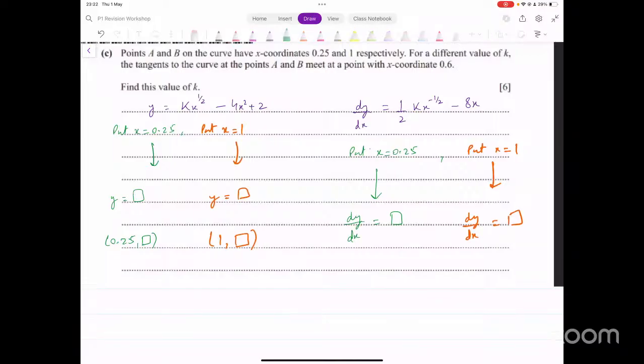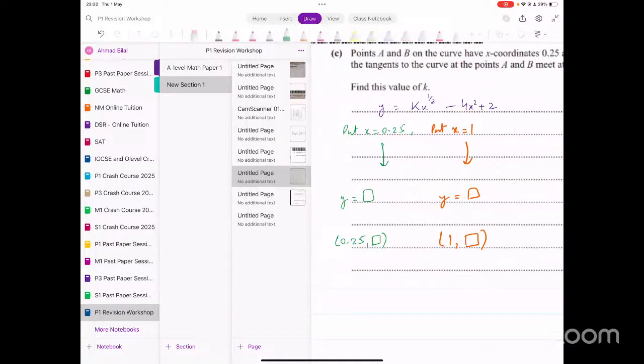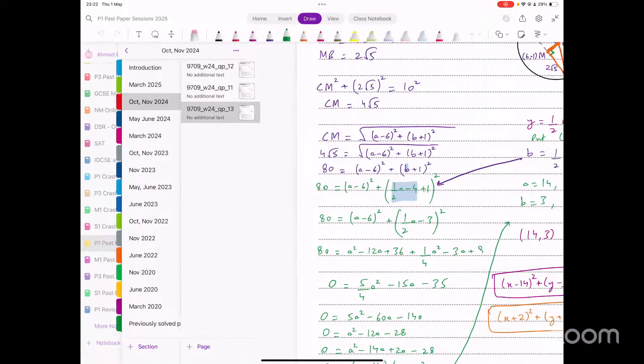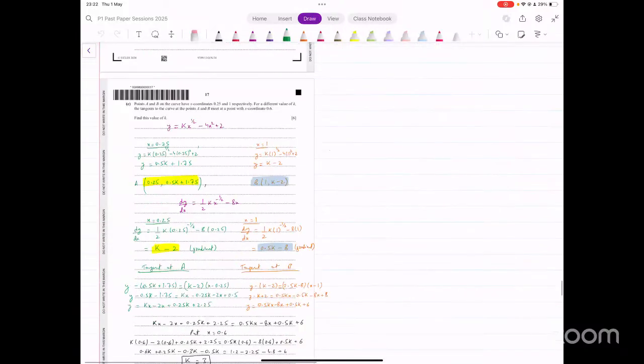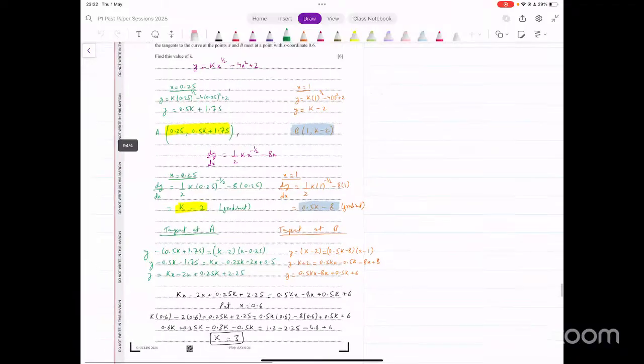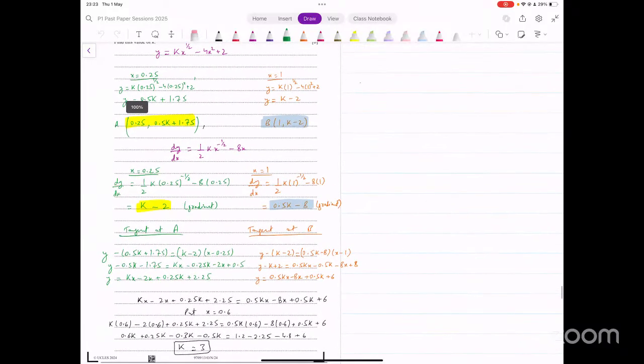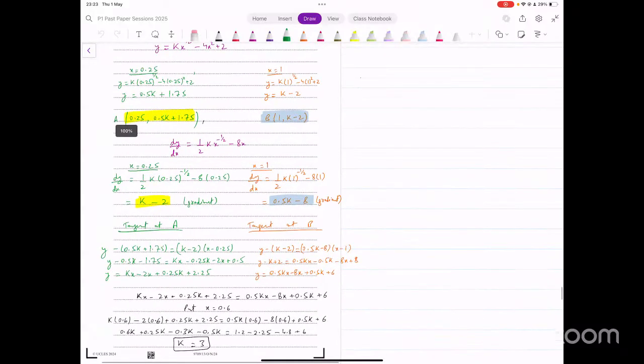I will show you the solution quickly as well, you're looking at it. This is October November 2024, paper 1 variant 3. So you can find that here. This is the working. It becomes a bit complicated because it's in terms of k, so the simplification involves a bit more algebra, but that's the idea.